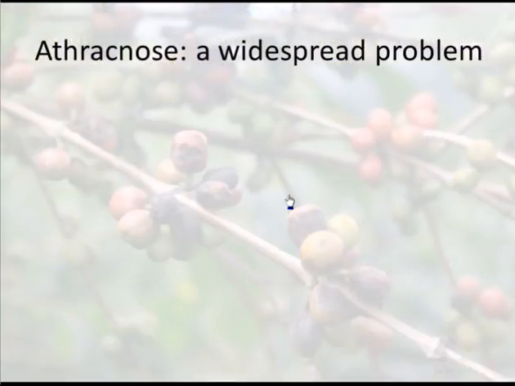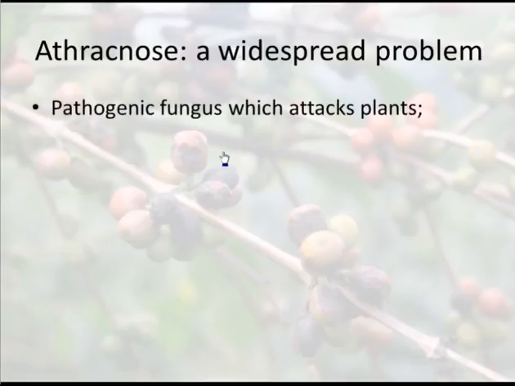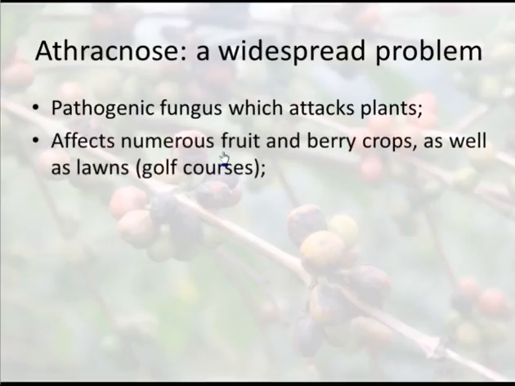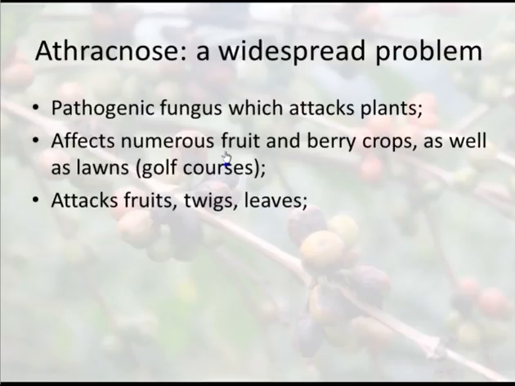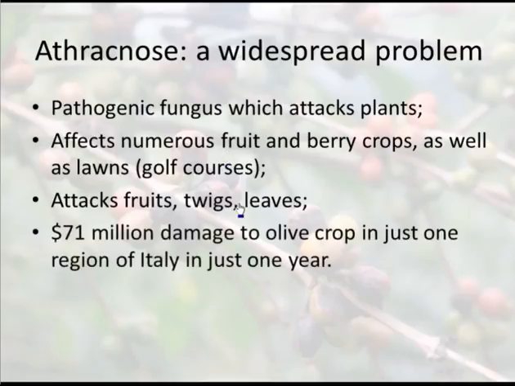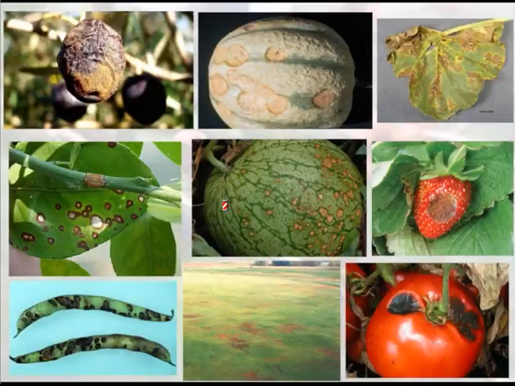Anthracnose is in fact a widespread agricultural problem. It is a pathogenic fungus which attacks plants. It affects numerous fruit and berry crops as well as lawns, such as golf courses. It attacks fruits, twigs, and leaves. And just one example, in just 1 year, in just one region of Italy, in just one crop, the olive crop, it caused $71 million worth of damage. So you can imagine the worldwide damage caused by anthracnose.